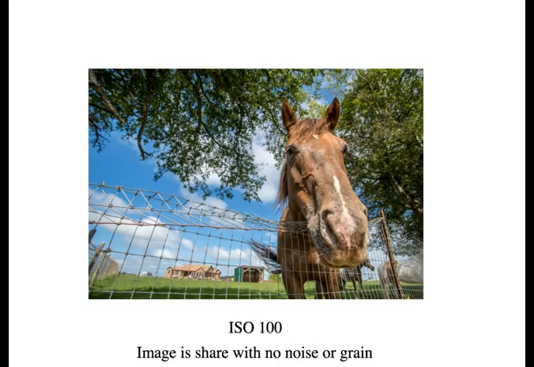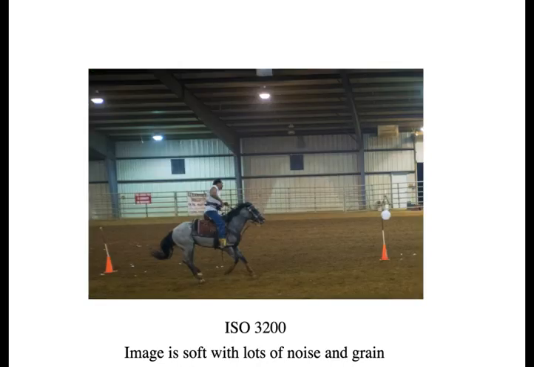So here's an example of a photograph shot at ISO 100, and what you can see is it's really sharp. There's no noise. It's a really bright day, so that low ISO allowed for this exposure because there's a lot of light. It's a really bright sunny day, and you can see it's very, very sharp. There's lots of detail in the entire photo, as opposed to this image, which is shot at 3200.